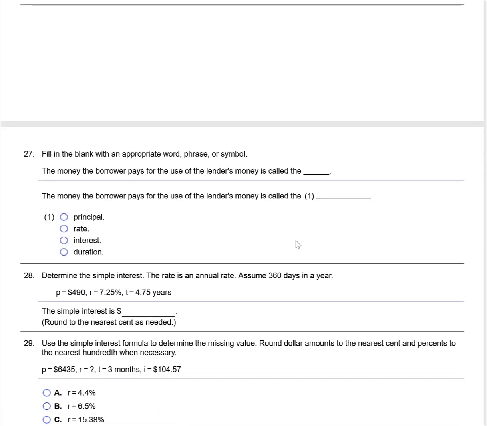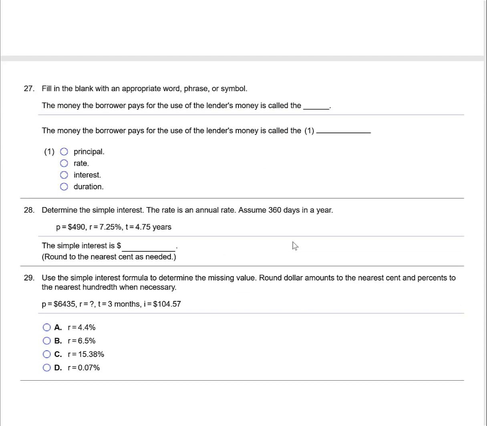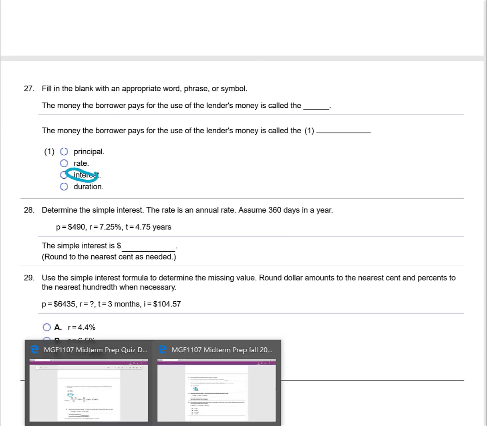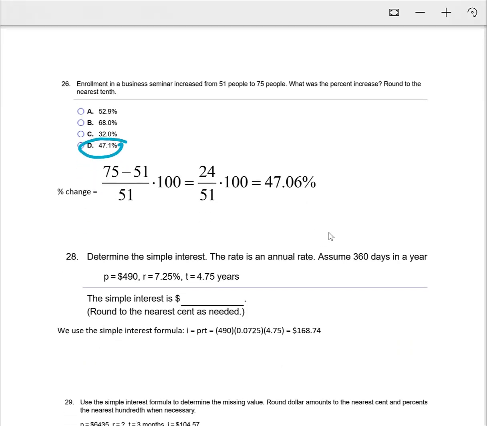Fill in the blank with an appropriate word, phrase, or symbol. The money the borrower pays for the use of the lender's money is called, and remember, the borrower is paying that, that's the interest. And now we've got a couple interest rate calculation problems. So let's take a look at this one.